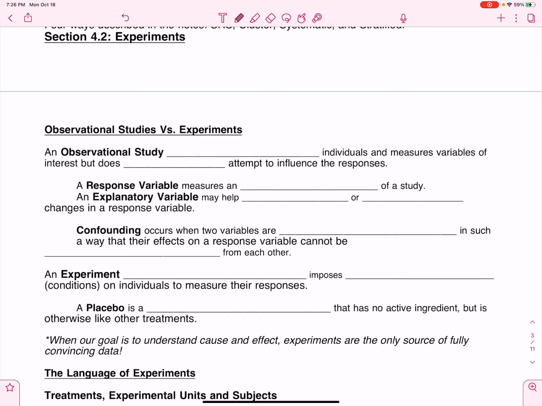Okay, AP Statistics. In this video, we are in Unit 3 in the book. It is Section 4.2. We're going to talk about experiments in this particular video.